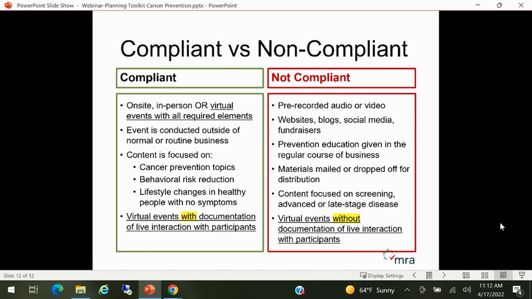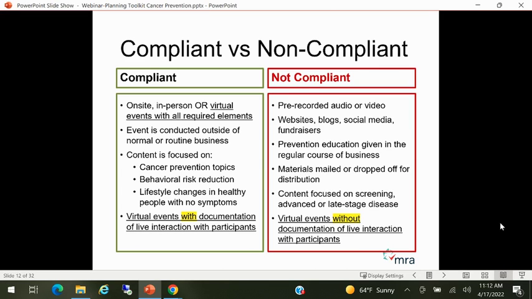Now, there's a lot of discussion around the water cooler, so to speak, about what a compliant or a non-compliant event might look like. So I've given you some examples here, and I'm not going to go through everything on this list, but let's just focus on a couple highlights. A compliant prevention event includes an event or meeting that is on-site, in person, or virtual, as long as it includes all the required elements, or it can be a hybrid combination of in-person and virtual. There's been some misinformation that virtual events are not compliant, and that is not true.